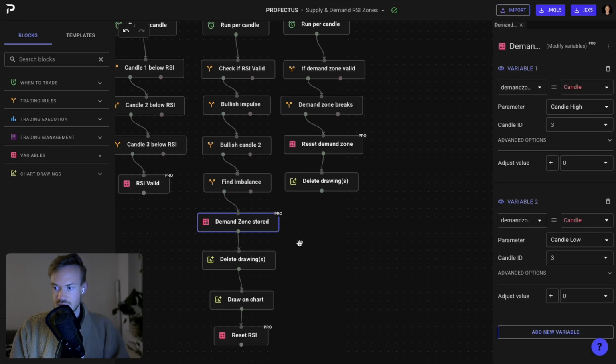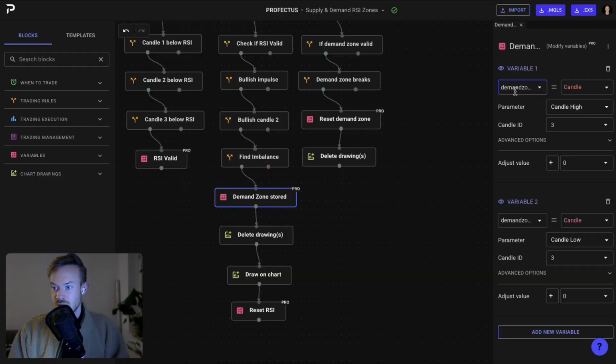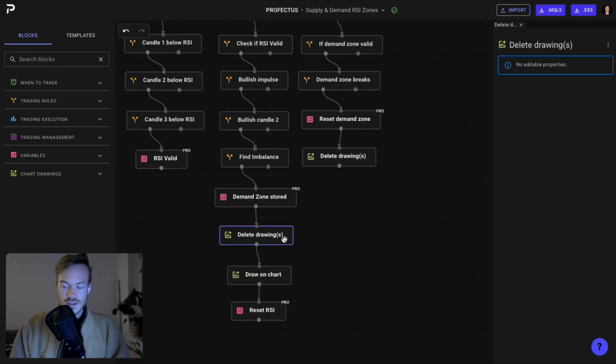Demand zone store is then the next block, and we simply now store the values. So here we have the demand zone high, demand zone low variable. We simply now take the values of the candle ID number 3, the candle high, we store it here in the variable demand zone high, and here demand zone low based on the candle low of candle ID number 3. Very straightforward. We delete any drawings. If it's the first one, nothing to delete, but simply to keep it clean. As soon as a new zone of interest is being detected, we delete the prior one and can completely focus visually on the current zone of interest that matters.